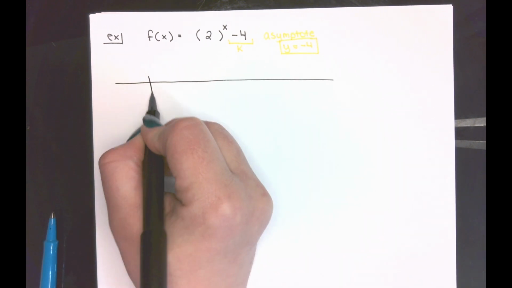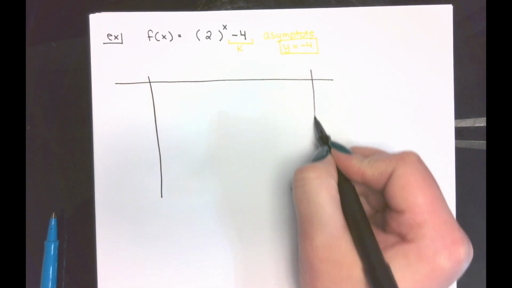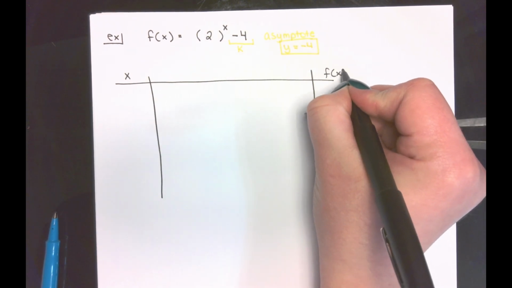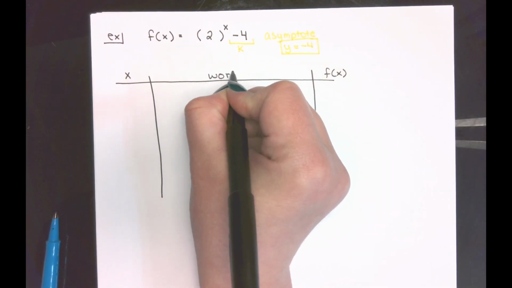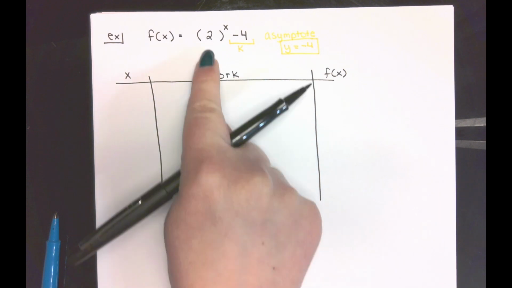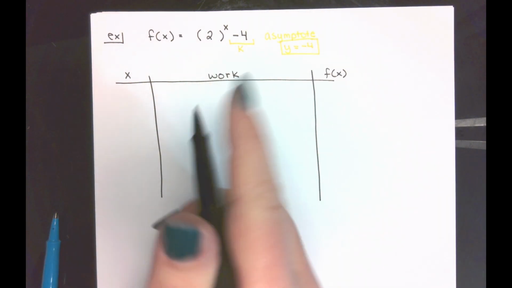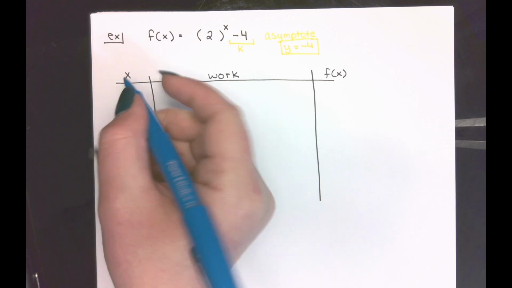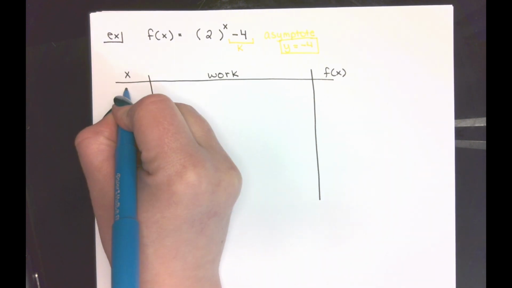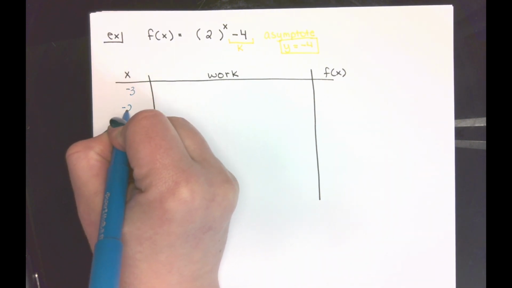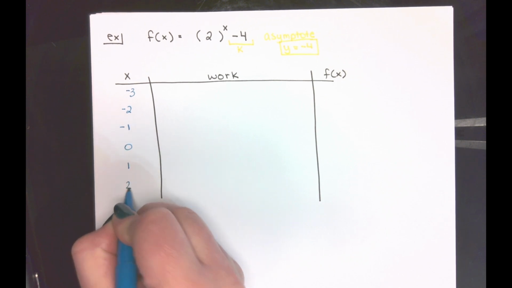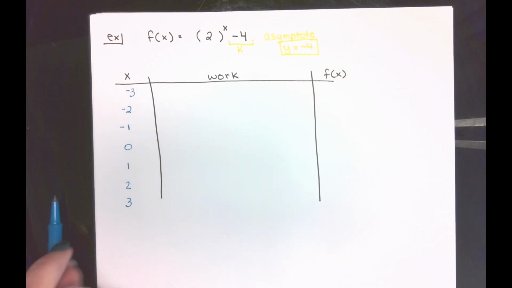I am going to leave the middle. Should call it a table, not a t-chart, but that's okay. F of x. And this is our work. The first thing you're going to do is copy down the equation and give me some x values. So I'm going to choose the same x values. So we have -3, -2, -1, 0, 1, 2, and 3.